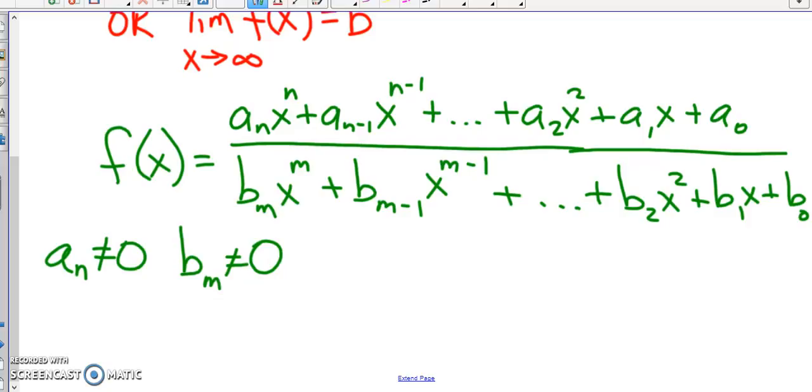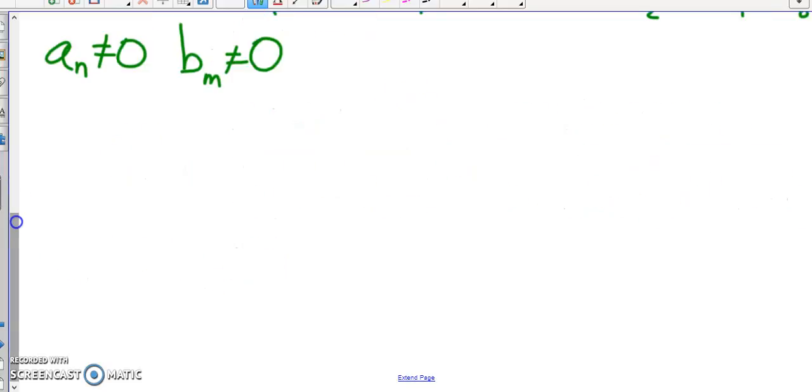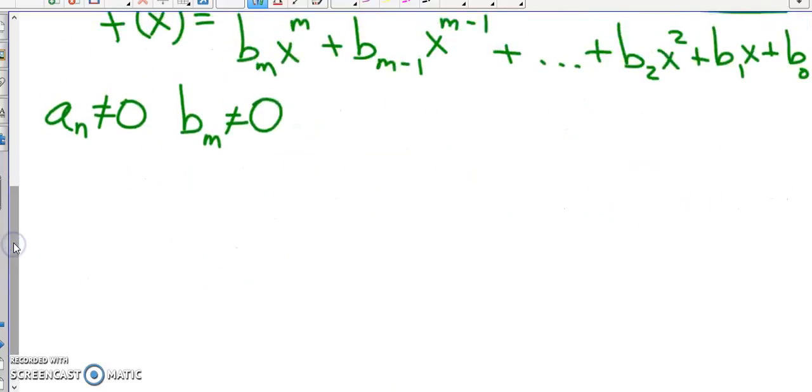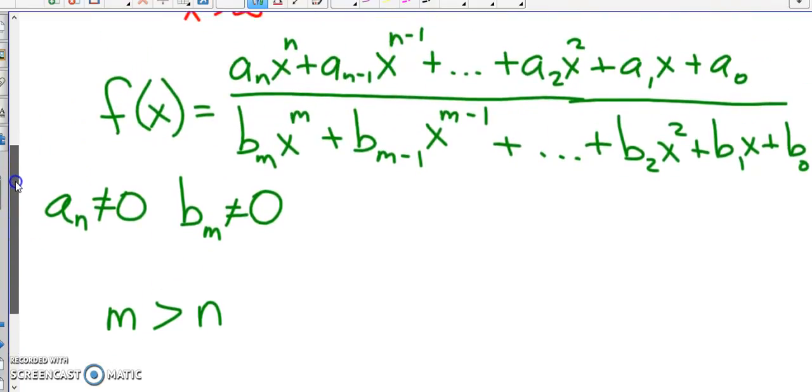So, in order to understand the nature of the horizontal asymptote, we have to look at the degree of the numerator and the degree of the denominator. So, there are three possibilities. First, let's say that m is greater than n. So in other words, the degree of the denominator is bigger than the degree of the numerator.